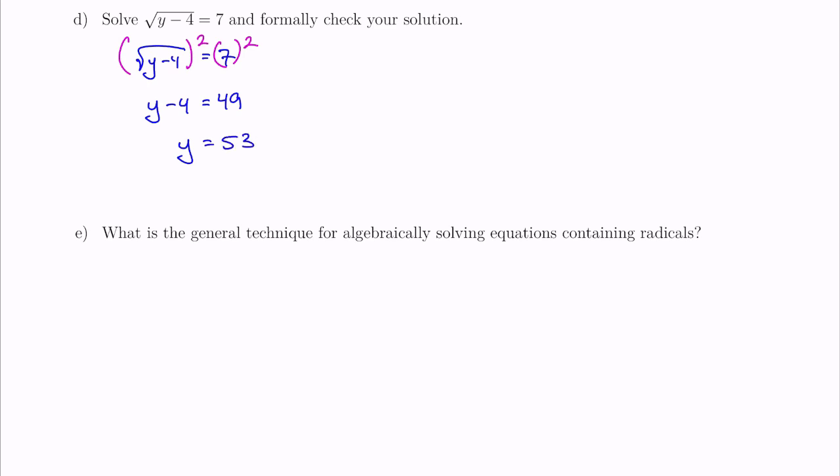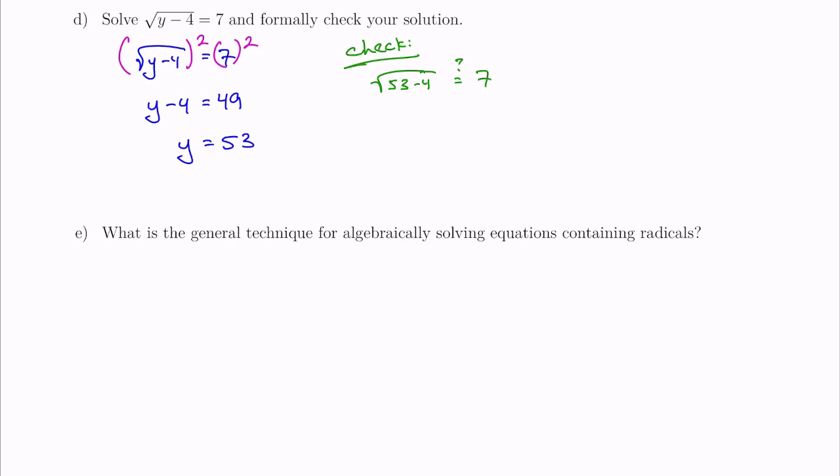Now, because squaring and taking the square root of something is not a perfect inverse relationship, we do always have to formally check our solutions. Anytime we come up with a solution to a radical equation, we need to make sure it actually does work in the original equation. So to check this, we will put 53 back in for the y in the original equation. So the square root of y minus 4 equals 7 becomes the square root of 53 minus 4 equals 7.